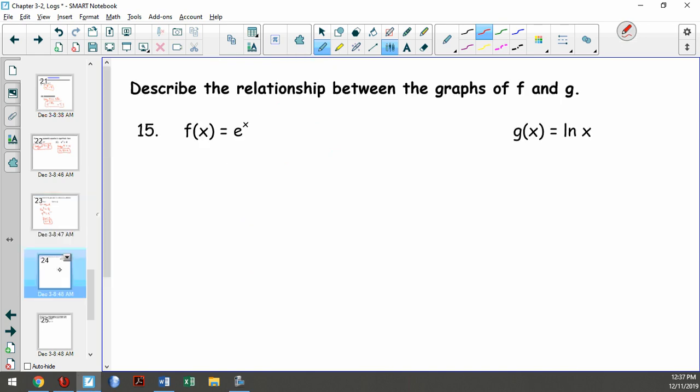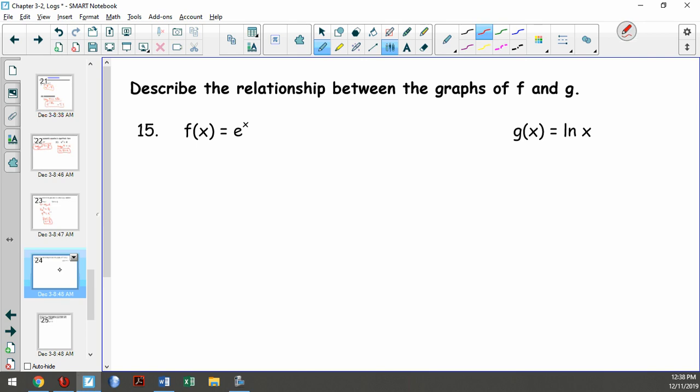Okay, next. Number 14 and 15. It says describe the relationship between the graphs of f and g. What do we know about exponentials and logarithms? They are reflections over what? Over the line y equals x. If you're a reflection over the line y equals x, that means that you are known as inverses. And we already found inverse functions previously. How did we find an inverse function before? We swapped x and y and solved for y.